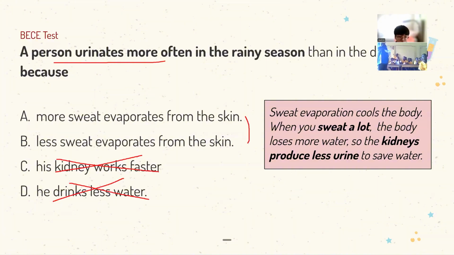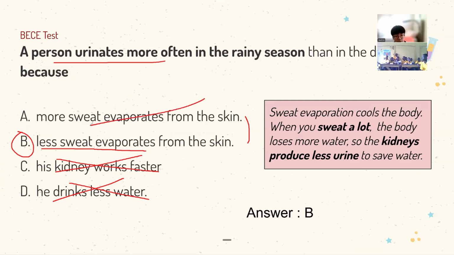So what allows a person to contain more liquid? It will be the option B, right? Less sweat evaporates from the skin. And if less sweat evaporates, then we will have more water in our body. And if we have more water in our body, then we will urinate more.